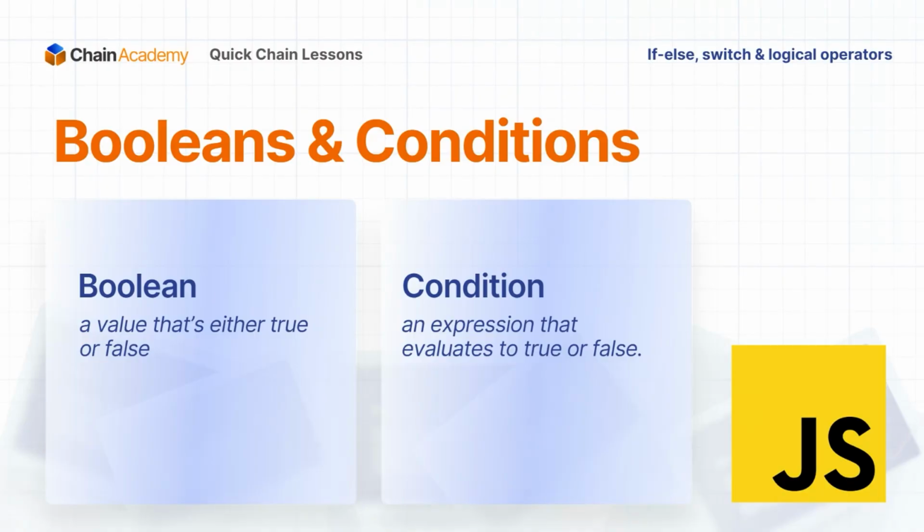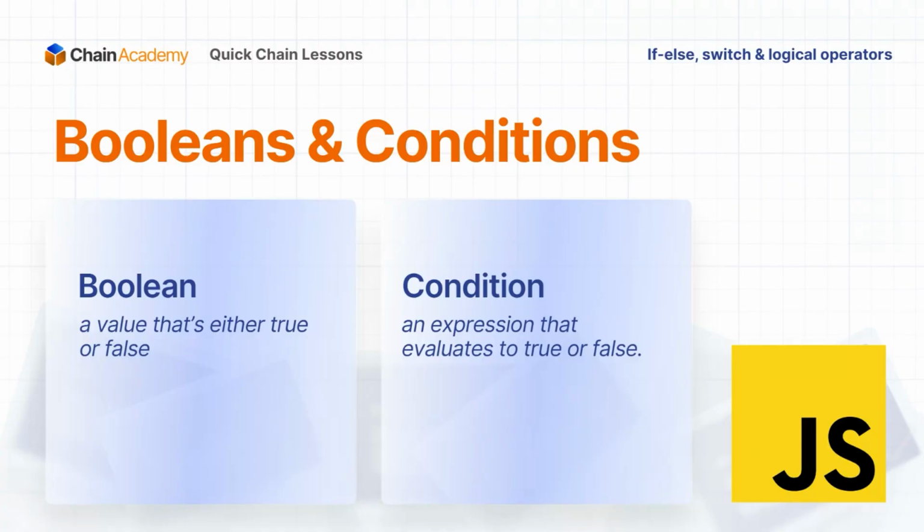While a condition is an expression that the computer checks and it also evaluates to either true or false. For example, if we check whether 5 is bigger than 3, the condition will be true. If we check 2 is bigger than 10, the condition is false. These true and false results are what power if else statements, switch cases, and logical operators. They let our programs decide what to do next, just like we make decisions in everyday life.